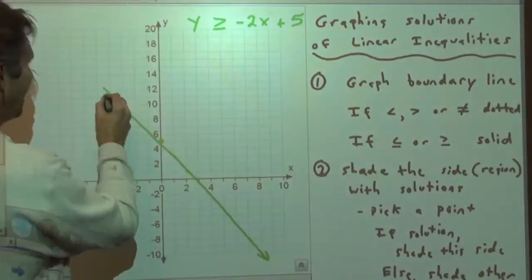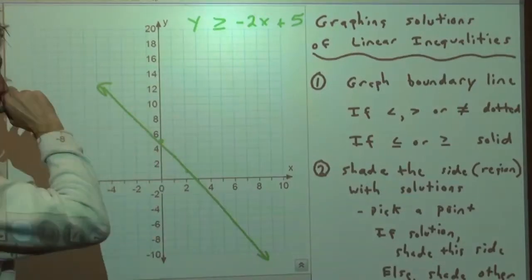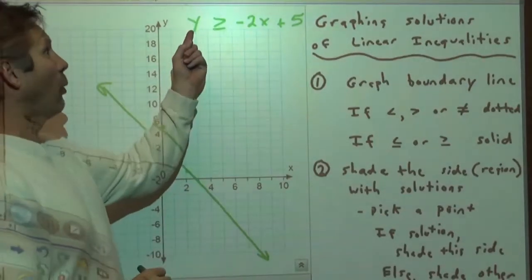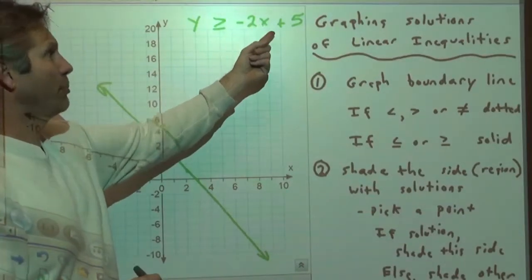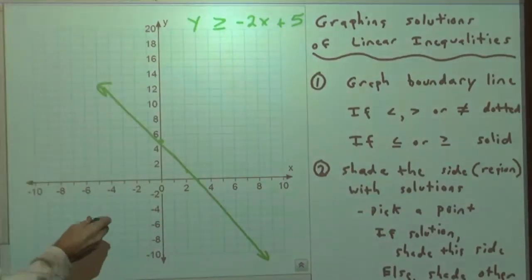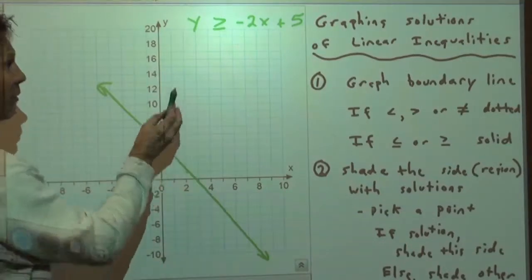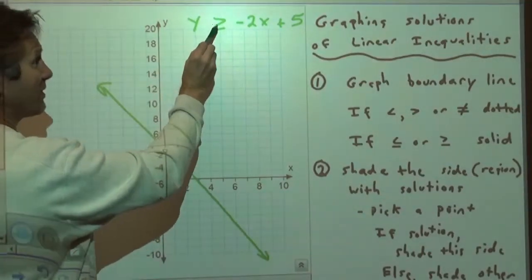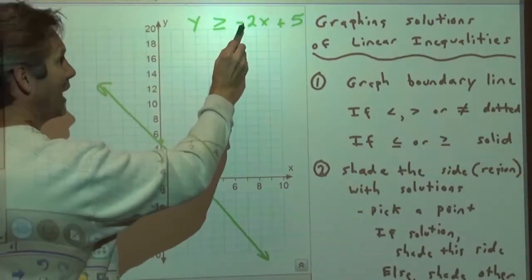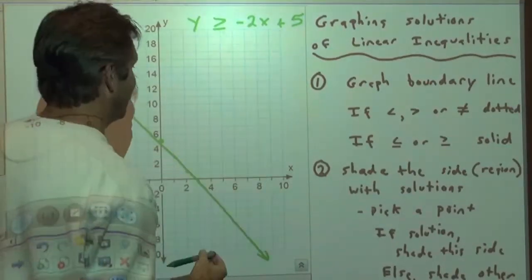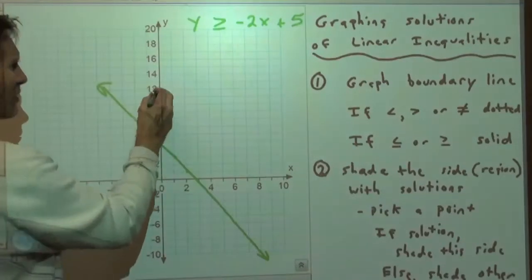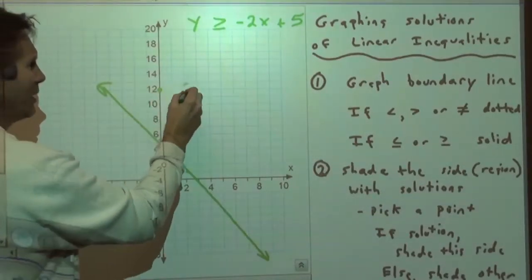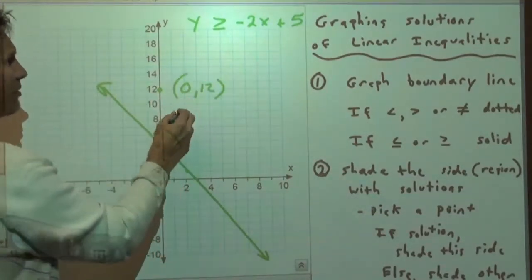Now, any ordered pair that's on this line would have the characteristic that y would equal exactly -2 times the x-coordinate plus 5. But we also need to add all the ordered pairs for which the y-coordinate is greater than -2 times x plus 5. Well, my hunch is it would be points that are above this line. So let's try this point right here. This is the point 0, 12.